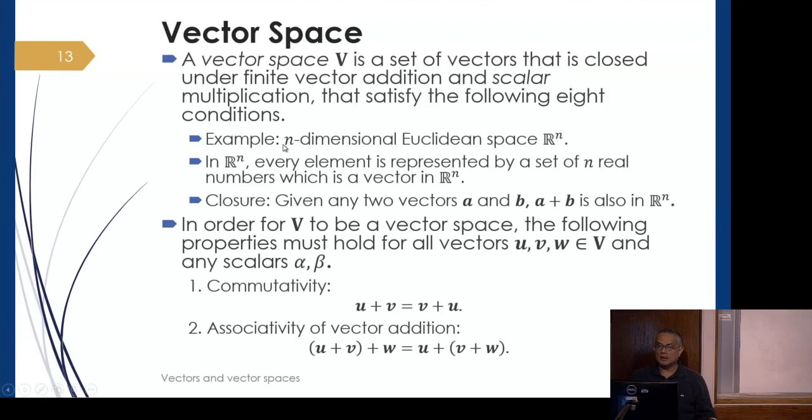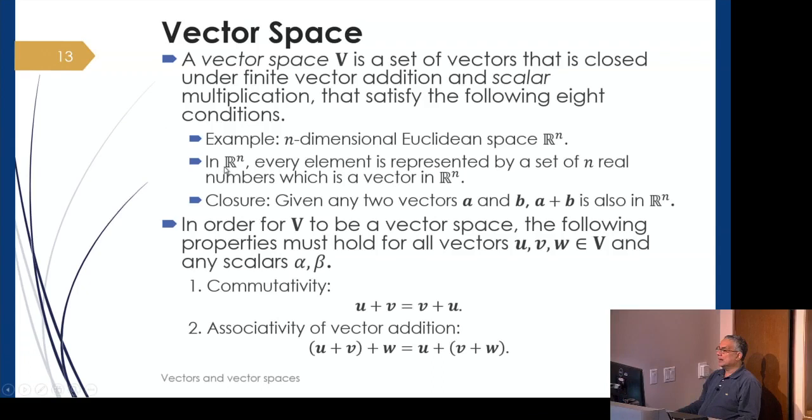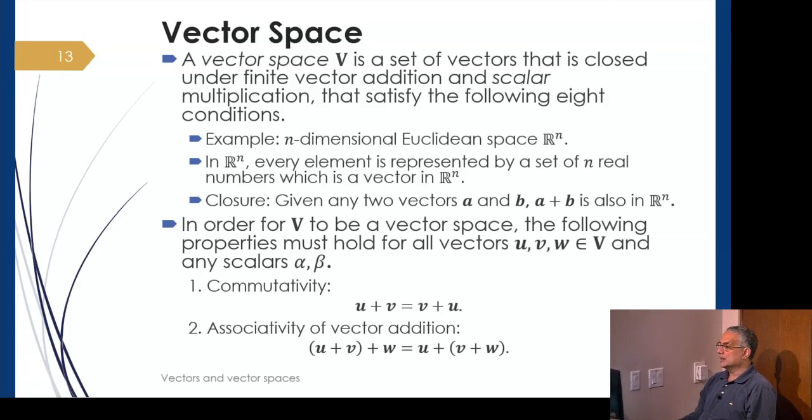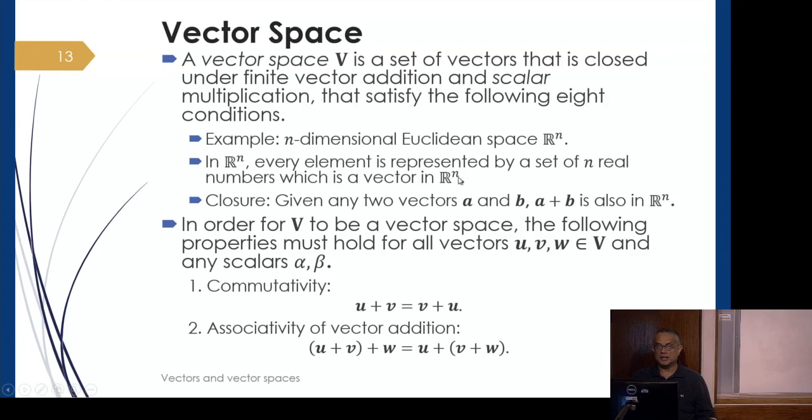A very popular example of a vector space is the n-dimensional Euclidean space R to the power n, where a plane in 2 dimensions, R to the power 2, is a good example. In R to the power n, every element is represented by a set of n real numbers. It's a vector. And so that's the set. Now let me spend a couple of minutes, since it's not always obvious, on this concept of closure. Given 2 vectors A and B, we would say that R to the n, our example vector space, is closed if A plus B is also in R to the n. So anytime you take two vectors and add them up, the resulting vector should also be in the vector space. That's called a closed system, in this case, a closed set. In addition to this closure property, a vector space will satisfy a variety of other properties, and we'll walk through them slowly.